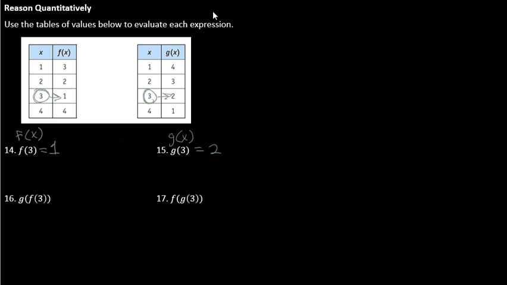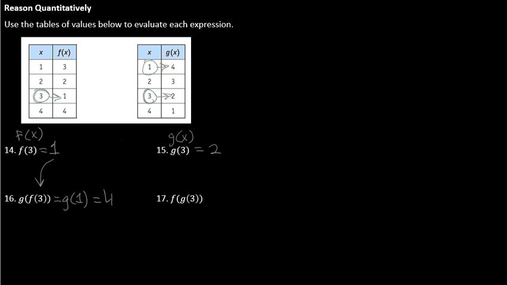g of f of 3. So what was f of 3? f of 3 was 1, right? So g of f of 3 is g of 1. Okay, g of 1. Oops, that's not g, that's f. g of 1. Okay, so that would just be 4.